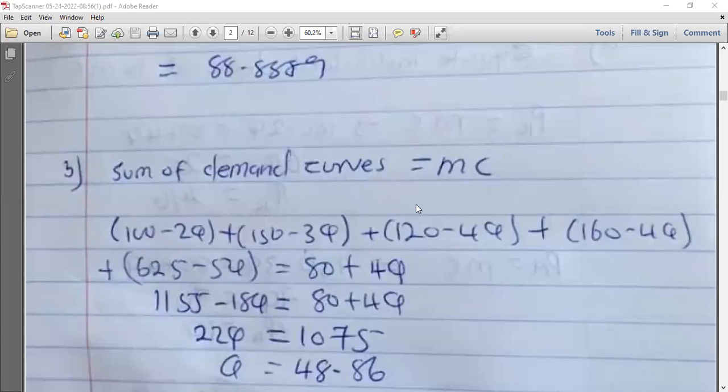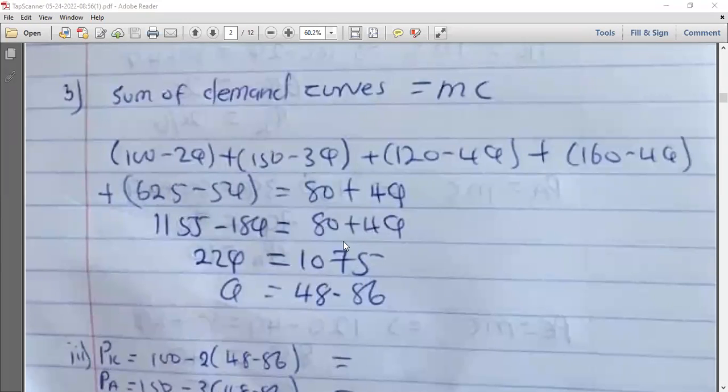So we add all the five P's, okay, which are all in terms of Q. Then we equate it to the marginal cost, and then we solve for Q. So here, when we simplify this, hopefully we are getting 1155 minus 18Q equals the marginal cost. So we just group like terms and Q is equal to 48.86. Okay, 48.86. So if the good is a pure public good, then this is the quantity that would be produced.